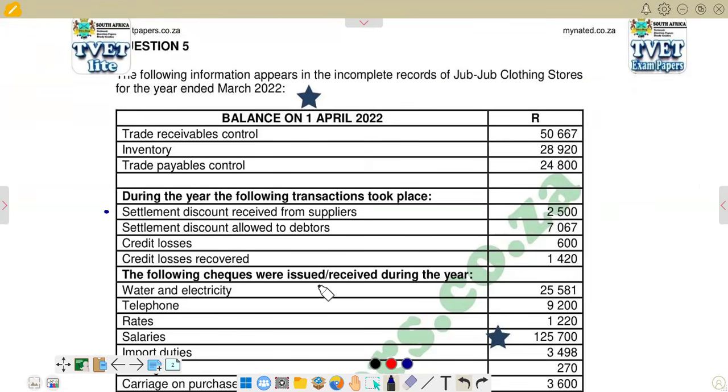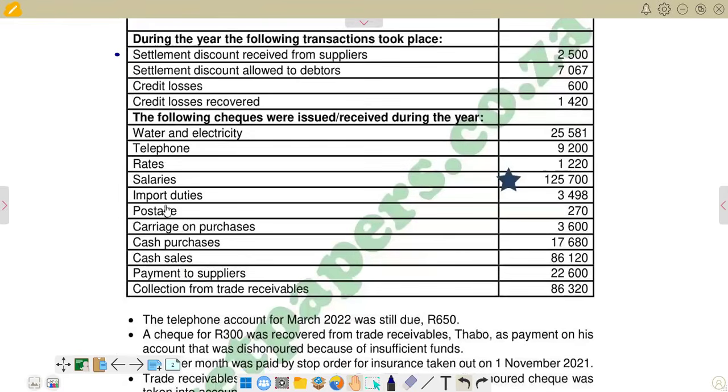The following checks were issued or received during the year, and we check if we've got anything again that is affecting our control. So we go down, checking. I would see that if you go down, there we have got a collection from trade receivables, which is 86,320. These are payments that are being made by trade receivables or the debtors.